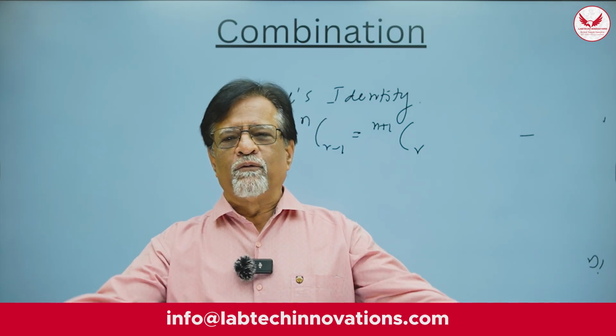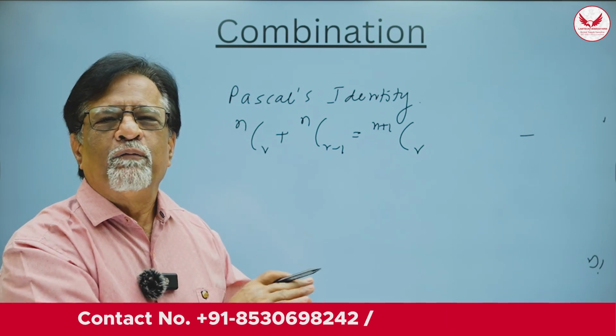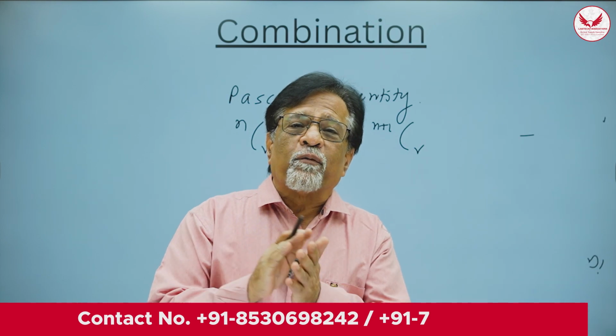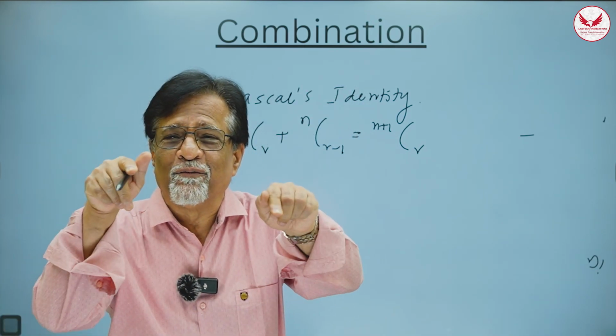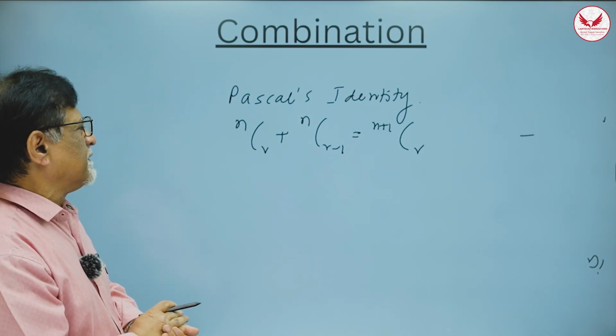First of all, I'll prove it by using common sense and then by using formula. The kind of proof which is given in the book is not using common sense, but they always use formula. This formula proof does not give you any insight into what is happening. Okay? So what is nCr plus nC(r-1)?